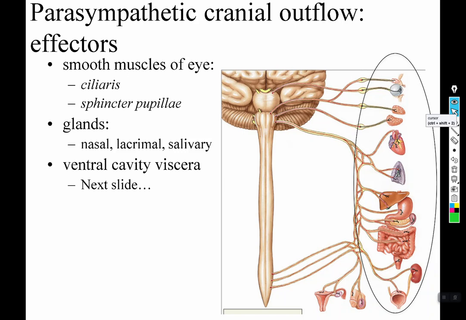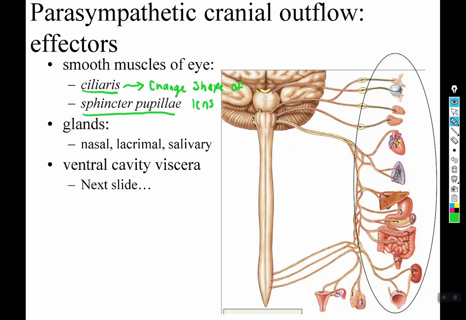So for the cranial outflow, the effectors are the smooth muscles of the eye. So I mentioned the sphincter pupillae. So it's a sphincter muscle, meaning this is going to constrict the pupil, make it smaller. And what I forgot, regrettably, but I shouldn't have, is the ciliaris muscle. So that's part of the ciliary body of the eye. And this is going to do things like change the shape of the lens. So it's involved in focusing your eye.